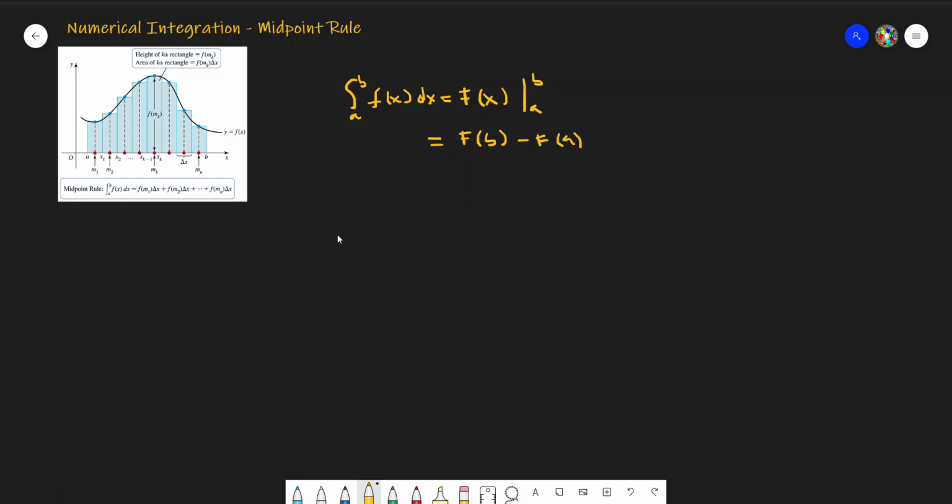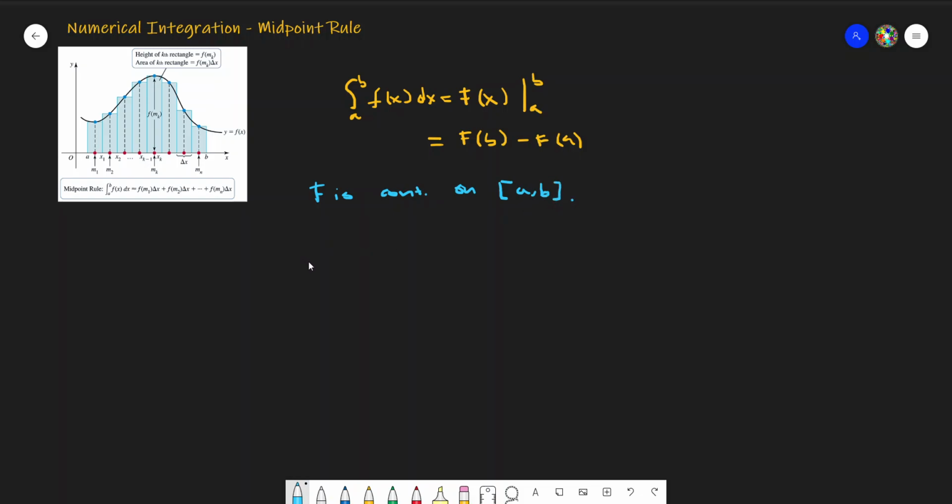Well, in any case, that works if we know the antiderivative. But let's say that we want to do this via numerical approximations. Well, we can actually do that. How do we do that? The main thing you would need to do is consider that your function f is continuous on the closed interval from a to b.